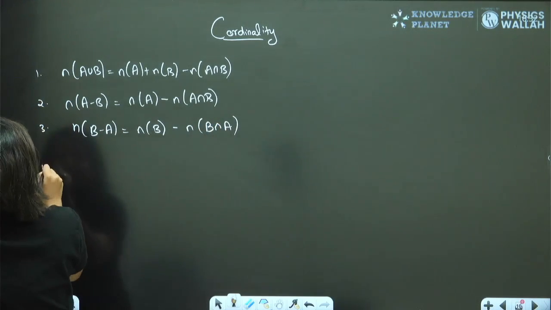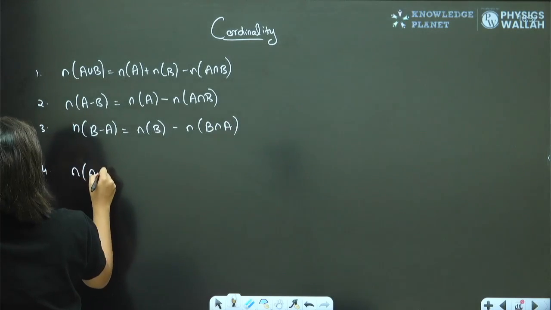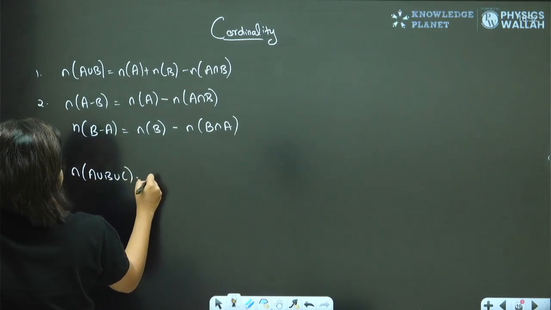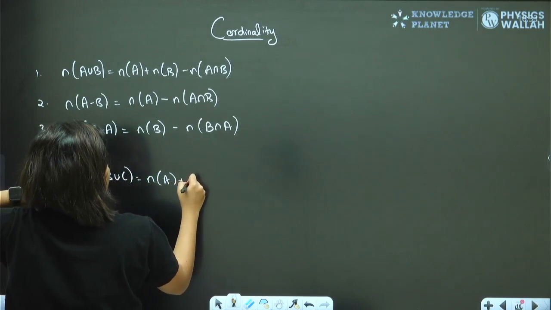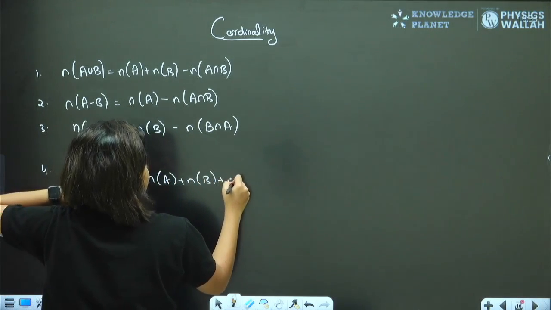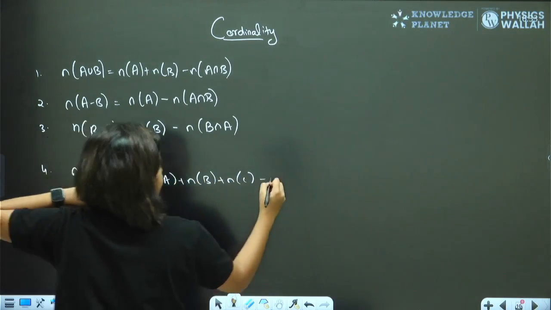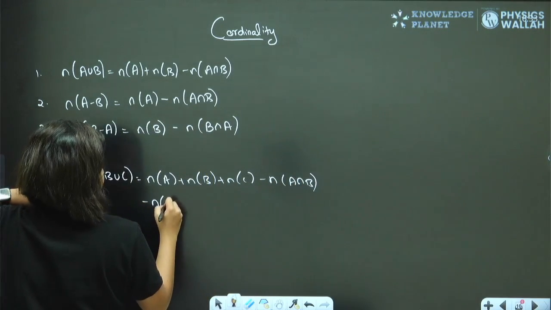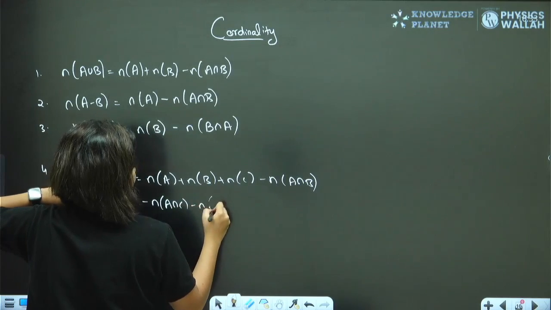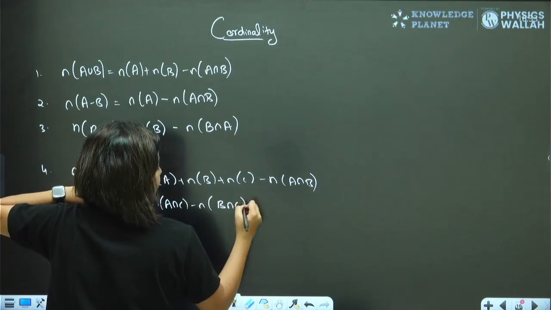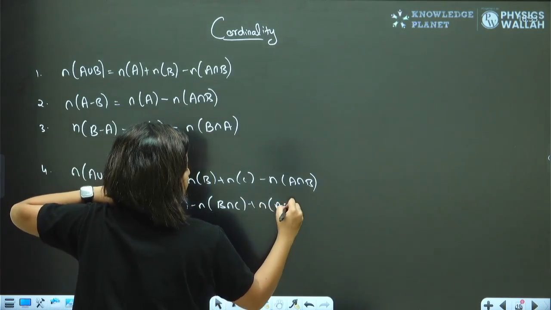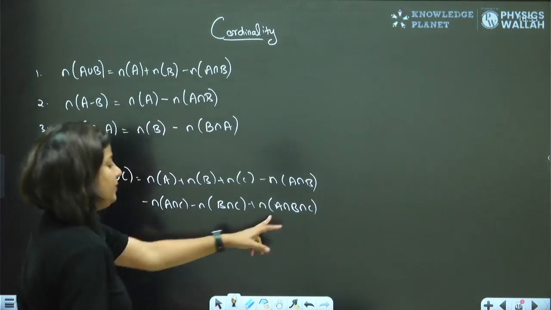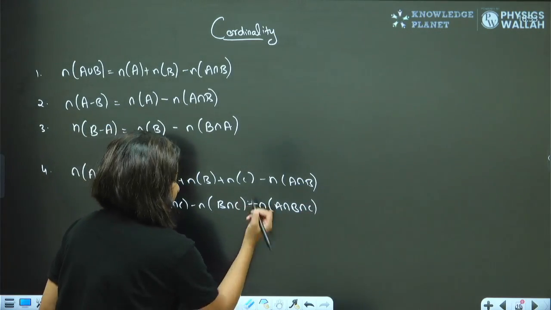And when there are three sets involved like A, B and C, then the formula turns out to be n of A plus n of B plus n of C minus n of A intersection B minus n of A intersection C minus n of B intersection C plus n of A intersection B intersection C. The common of all three is being added.